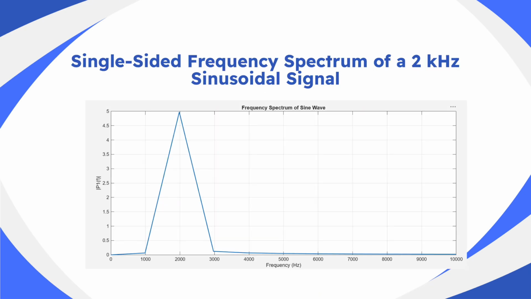Slide 6. Frequency spectrum of sinusoidal signal. This graph shows the frequency spectrum obtained from the FFT analysis. We can see the dominant peak located at approximately 2 kHz. This matches the original frequency of the generated sinusoidal signal. There are no significant peaks at other frequencies, confirming that the signal contains only a single frequency component. This demonstrates the effectiveness of FFT in identifying signal frequency.